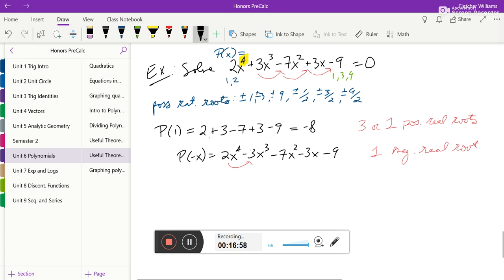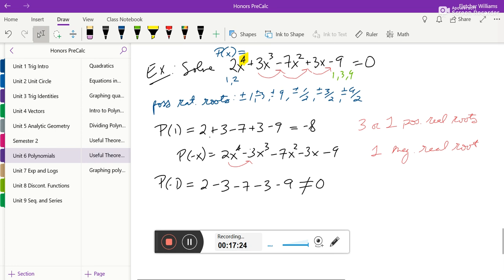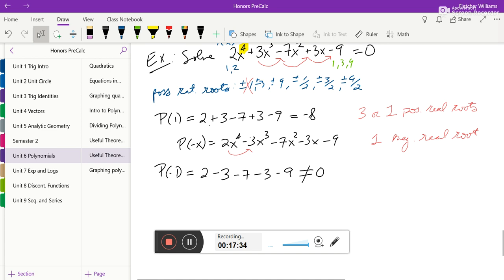Okay, so we've tested p of 1. It is not equal to 0, so it's not a root. So we test p of negative 1. Plug negative 1 into p of x, we get 2 minus 3, minus 7, minus 3, minus 9. You don't even have to do all that arithmetic. You can see that's not equal to 0, so you can just move right along. Okay, so 1 and negative 1 don't work. So what have we learned? We've learned that those are not possible roots. So we try 3, and then we'll try negative 3.